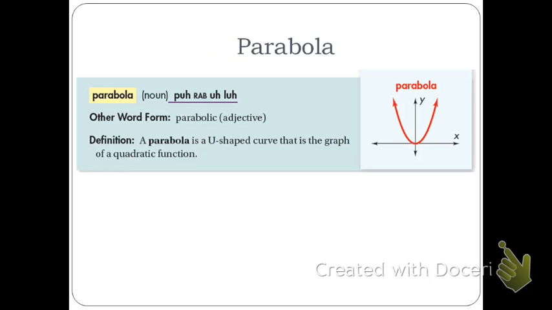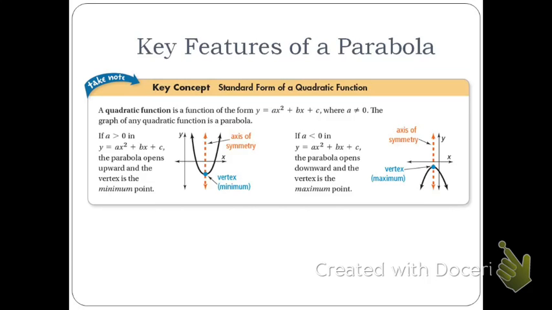A parabola is the shape of a quadratic. Remember, a linear equation forms a straight line, but when your highest exponent is 2, you will always create this U-shaped curve called a parabola. Parabolas have some key features.